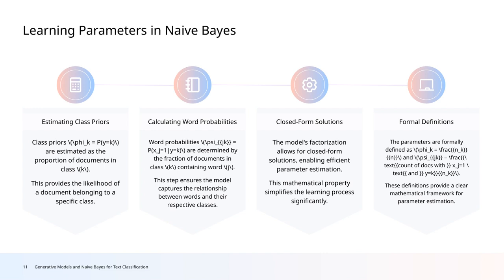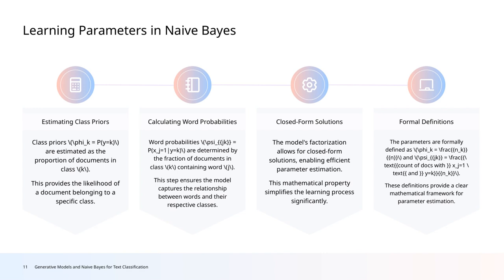When it comes to calculating word probabilities, psi_jk, or the probability that word j appears given class k, is determined by looking at the fraction of documents in class k that contain that word. This step is crucial because it captures the relationship between specific words and their associated classes. Then, for class priors, phi_k, which tells us the likelihood that a document belongs to class k, we estimate this as the proportion of documents in that class. This helps us understand how common each class is within our dataset.